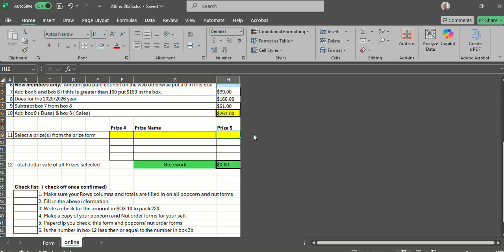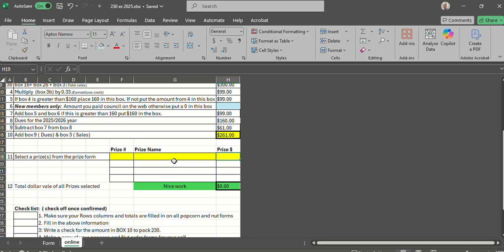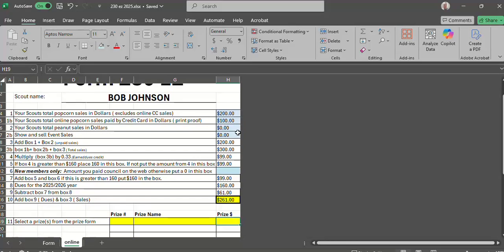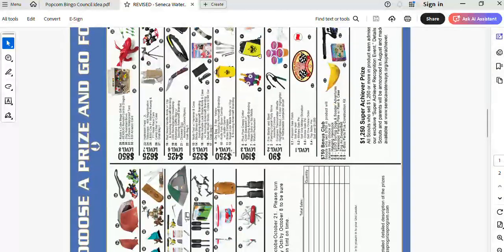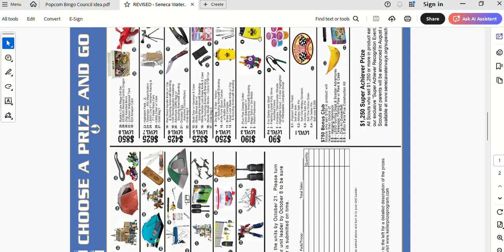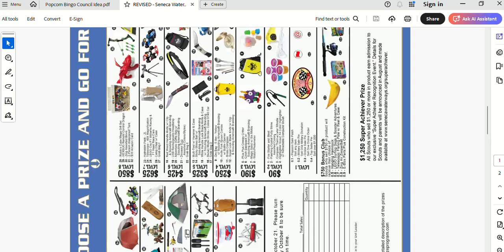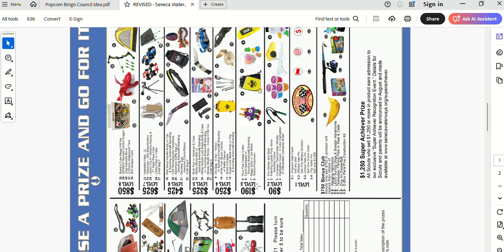Okay, so then your prizes. Your prizes have to be less than or equal to what you sold. So your total sales is $300. The prize sheet over here goes through the different prizes. So if you sold less than or equal to $90, you can get something from here. You can also add things up together. So if you sold $1,000, you could have an $850 prize and then get some other stuff that would add up to under your $1,000. You can't go over though.